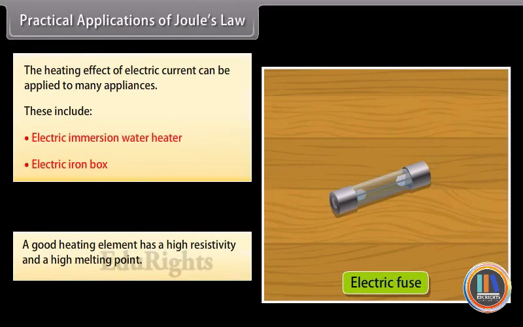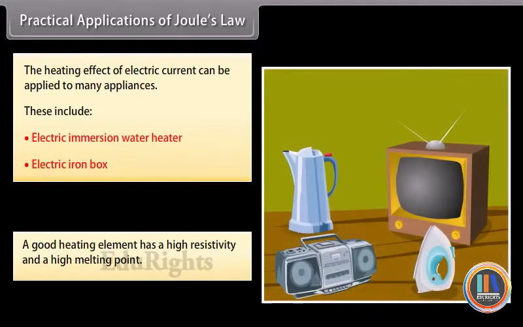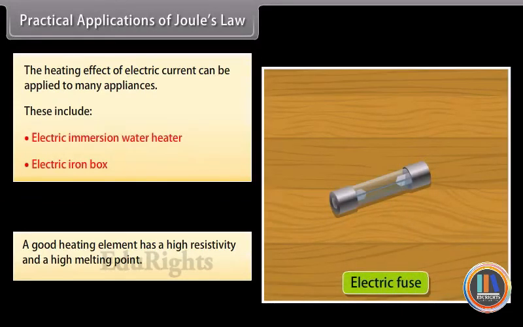An electric fuse is an example of the heating effect of electric current. The rating given as 3A on an electric fuse states that the maximum current it can sustain is 3 ampere.